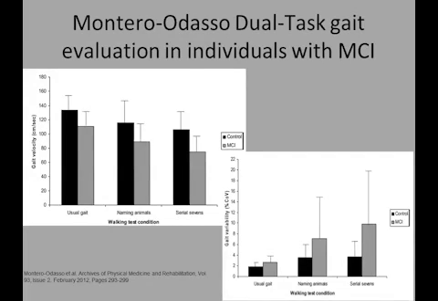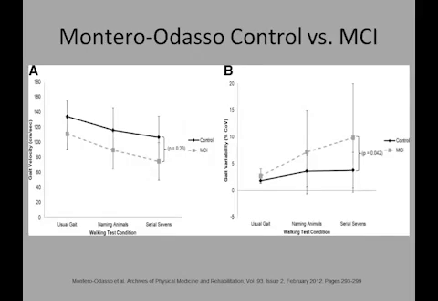And so what they found was the group who had mild cognitive impairment had more variability as they added tasks into what they're asking them to do. And this is seen with this graph. So this is really looking at the difference between those two groups.